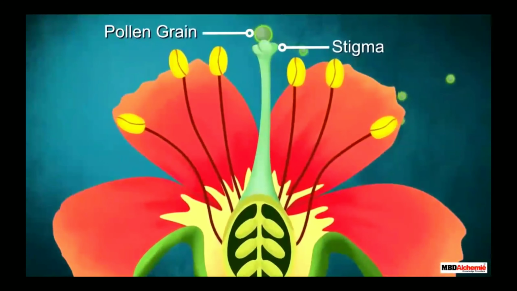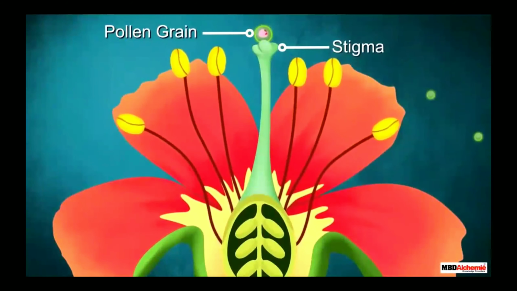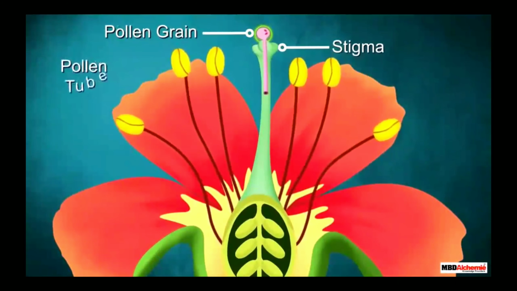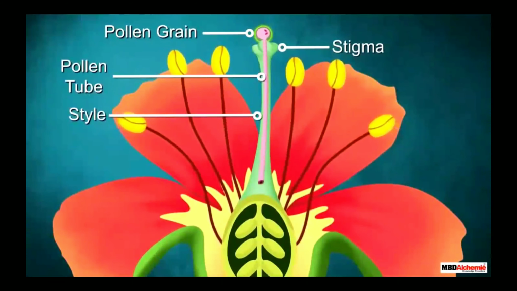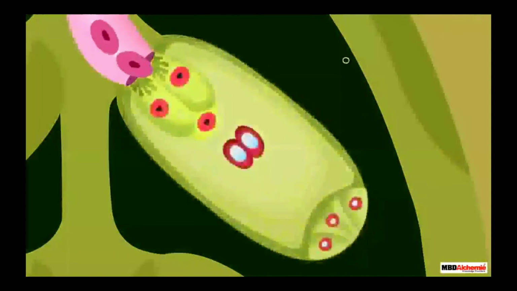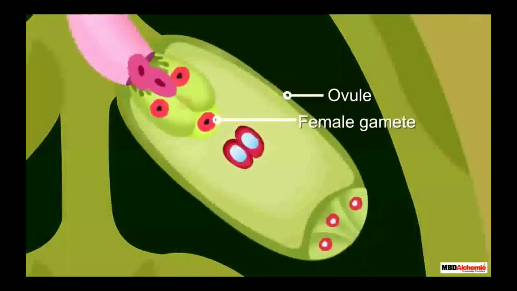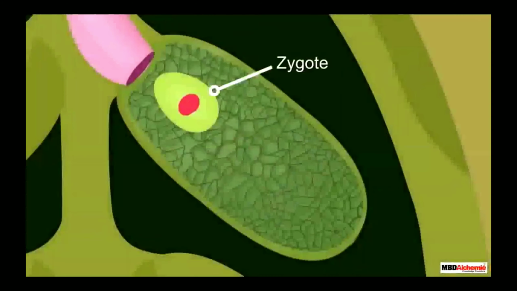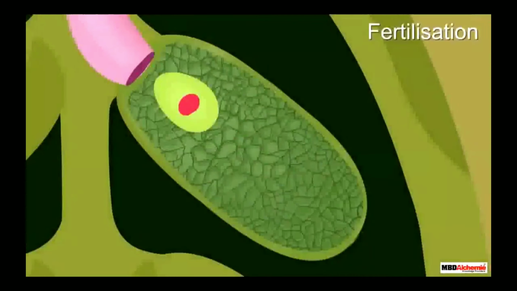When the pollen reaches the stigma of a suitable flower, a tube grows from the pollen grain. This tube travels through the style and reaches the ovary. The male gamete from the pollen travels in this tube and reaches the female gamete present in the ovule of the ovary. After that, the male and the female gametes fuse together to form the zygote. This process of fusion of male and female gametes is called fertilization.